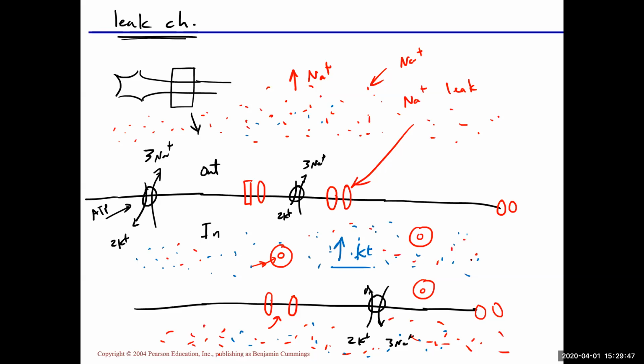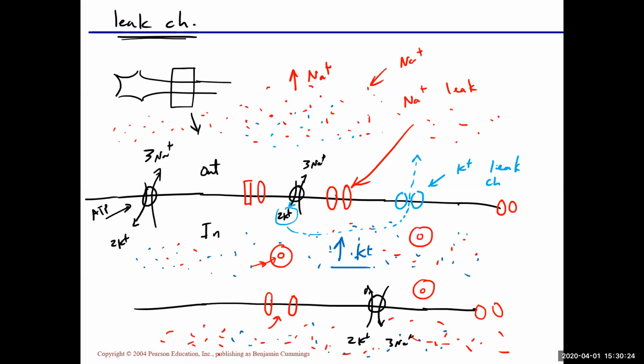But if you notice, I'm putting some potassium outside as well, and I'm putting some sodium inside as well. This is due to the potassium and sodium leak channel. So this is potassium leak channel. Once the potassium goes inside, some of these potassium could just leak back out. All right. And same thing with the sodium.